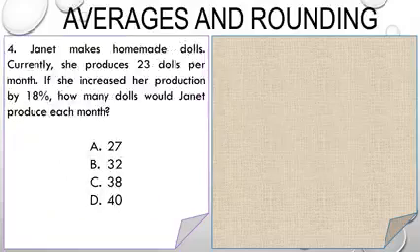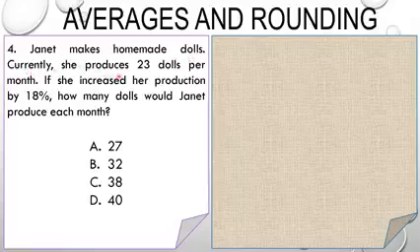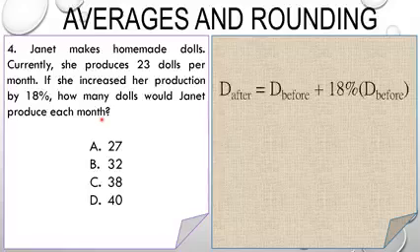Number 4. Janet makes homemade dolls. Currently, she produces 23 dolls per month. If she increased her production by 18%, how many dolls would Janet produce each month? Ganon din yung case na question number 2 and question number 3. We will solve question number 4. Ganon din yung process. Okay? So, dati meron tayong 23 dolls. Kailangan niyang magkaroon ng dagdag na production sa ginagawa niyang dolls by 18%.